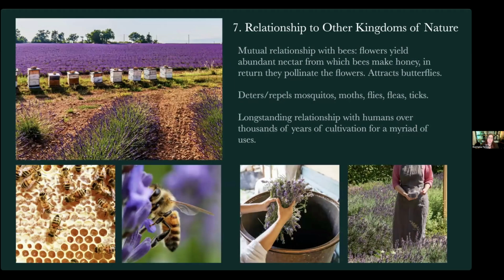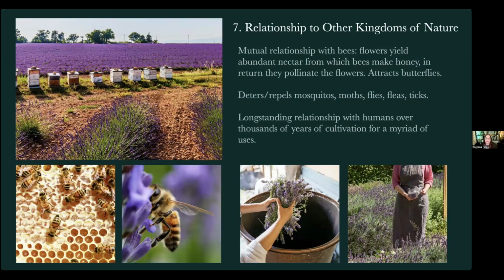And the other kingdoms of nature, lavender has been used alongside honeybee honey cultivation, I guess you could say, because there's this mutual relationship. It's called mutualism, where both parties get something great out of the deal, where the flowers make this abundant nectar and the bees love to make honey with it. In return, they're pollinating the flowers. And it makes a very nice tasting honey.